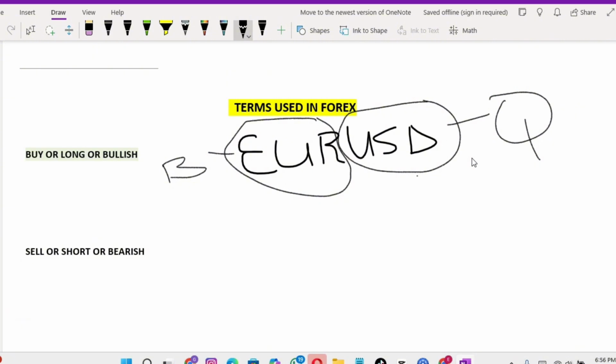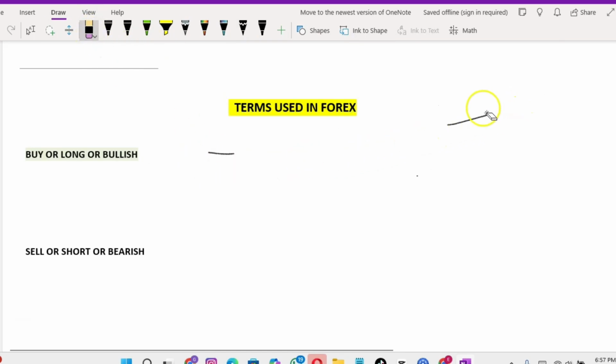Or if you are buying an asset, it means that you are anticipating an increase in price of that particular asset. I just want to make it very simple and understandable. Now, if you open your Forex chart and you see the market going up, it means that there are buyers in that market or there are bulls in that market.